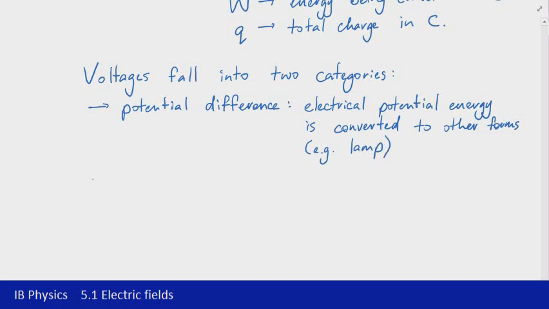And then the alternative to that is electromotive force, and that usually gets shortened to EMF. Be careful here, while it has the word force in it, it's not actually a force, it's a voltage. So it's the force that causes the motion of electrons, if you want to think of it that way, but it's really just a voltage where other forms of energy are converted to electric potential energy.